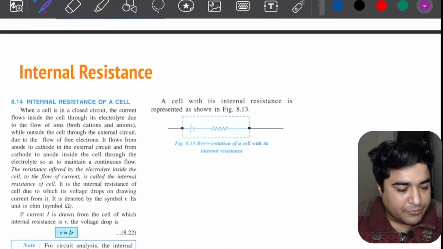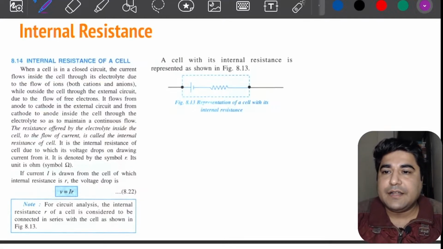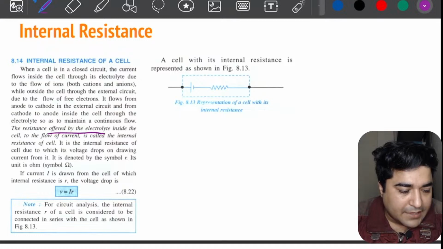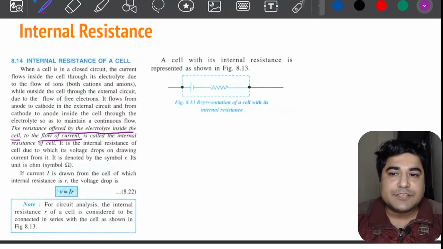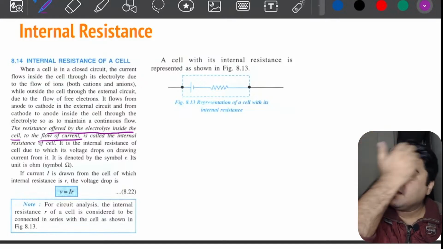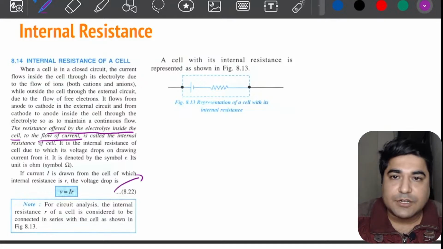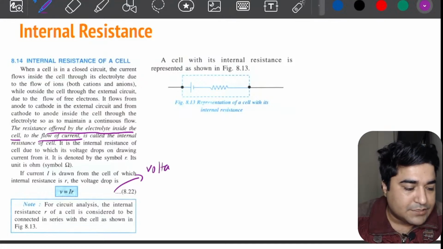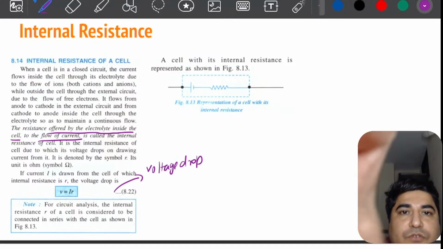Moving on to the next concept, which is internal resistance. Internal resistance is the resistance offered by the electrolyte inside the cell to the flow of current. This type of resistance is known as internal resistance because it is offered by the electrolyte only, the internal solution only. Due to this there is a drop in voltage, which is known as voltage drop, the same voltage drop which we discussed previously.